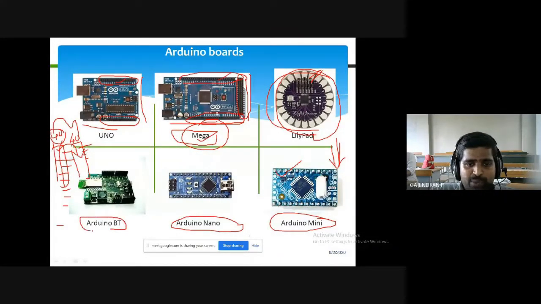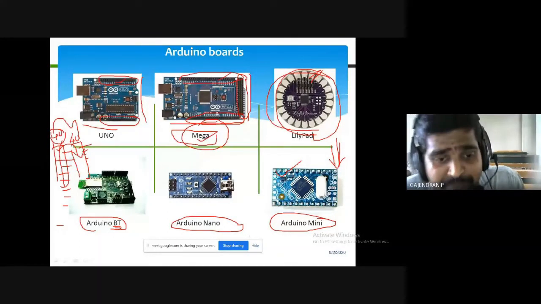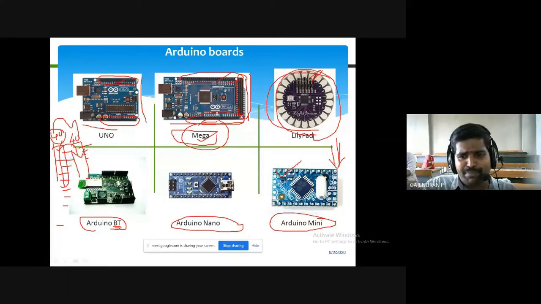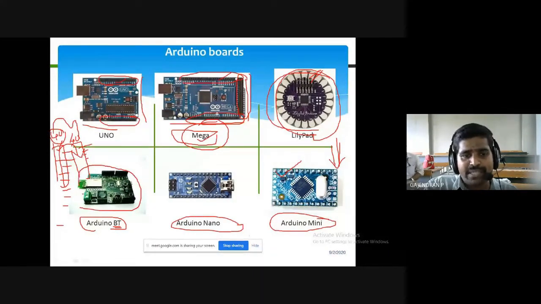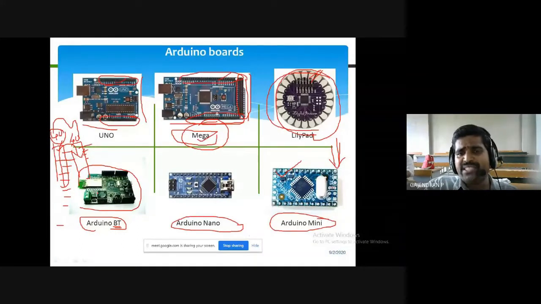Then Arduino BT, here you have it inbuilt. Can anyone type what BT is? BT means it is a wireless communication. Can anyone relate BT with anything? Bluetooth, very good. This particular board is inbuilt with Bluetooth communication. So if you buy this one, you need not buy an additional Bluetooth sensor. Likewise, you have n number of variants. Whenever the time comes, browse and choose the appropriate board for your project.